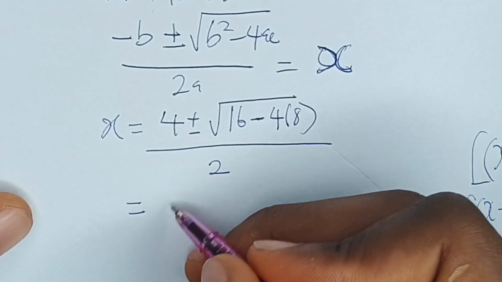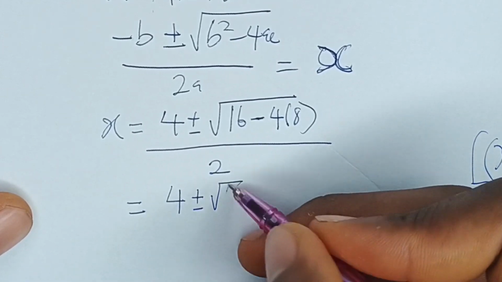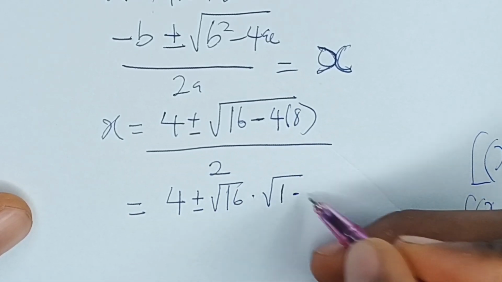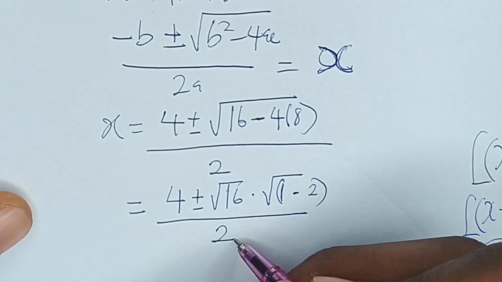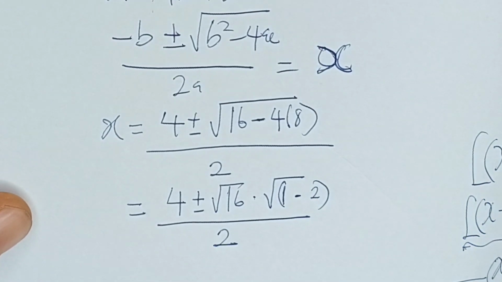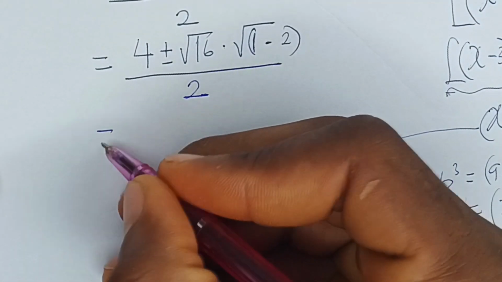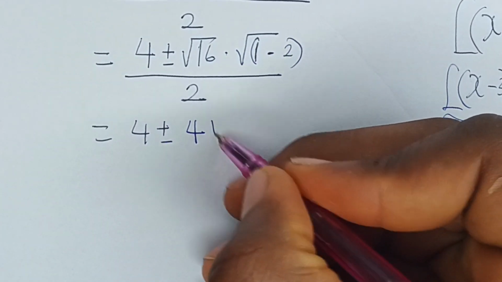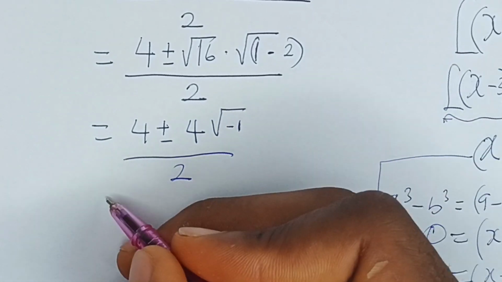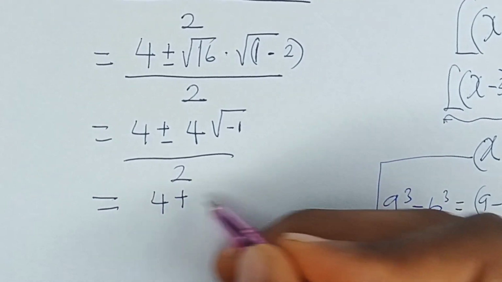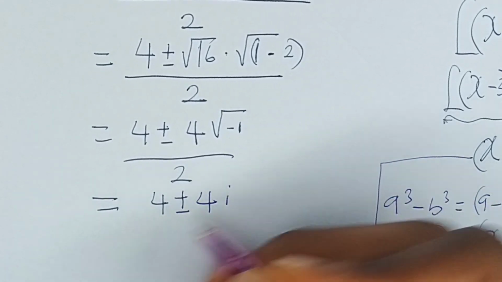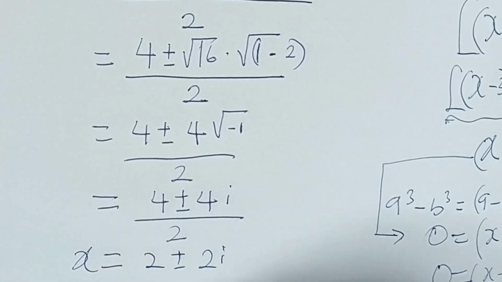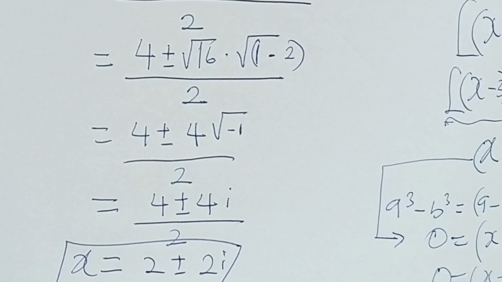And this becomes 4 plus or minus the root of 16 times the root of, what's remaining here, 1 minus 2, all over 2. And x becomes equal to 4 plus or minus root of 16, which is 4, and this is root of −1, all over 2. This becomes 4 plus or minus 4 times root of −1, which is i, all over 2. This becomes 2 plus or minus 2i. And these are the second set of answers for x. Let's go for the next answers for x.